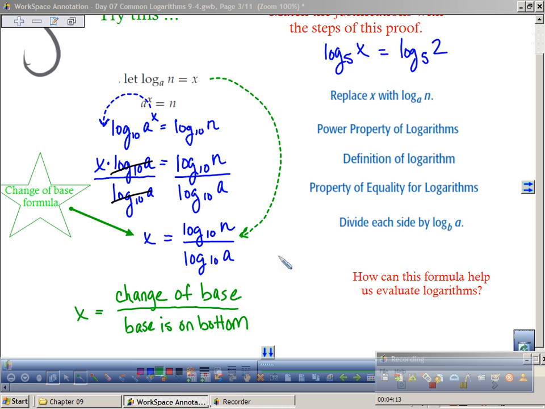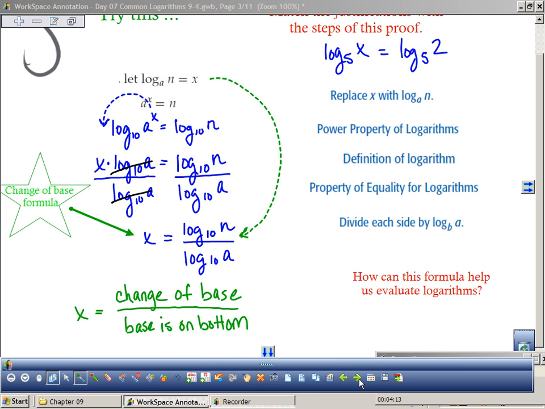Okay, let's do another one. Now, do you see why I put this here? Change of base means the base is on the bottom. See that base right there? Where's the base? On the bottom. Okay, so let me show you. Let's just do one. Everybody ready?